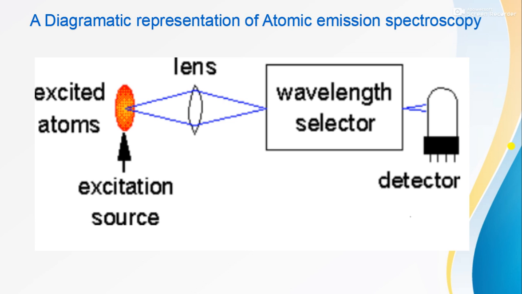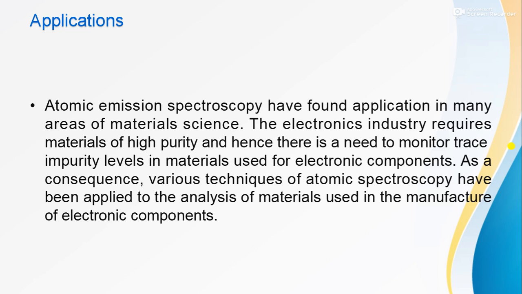A diagrammatic representation of atomic emission spectroscopy is given here. It consists of the following parts: an excitation source for electron excitation, a lens for focusing the light, a wavelength selector for selecting a specific wavelength, and a detector for identifying the emitted wavelength of light.